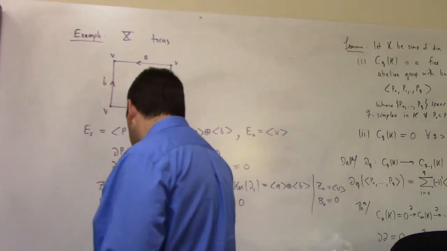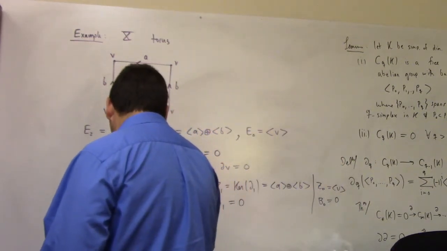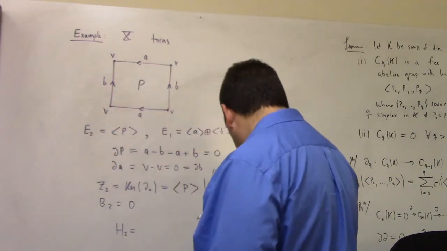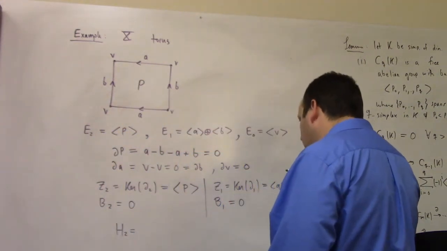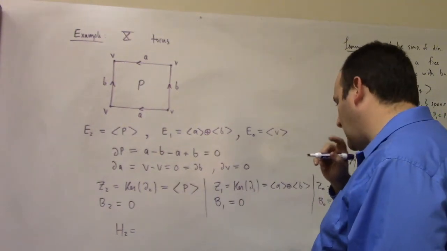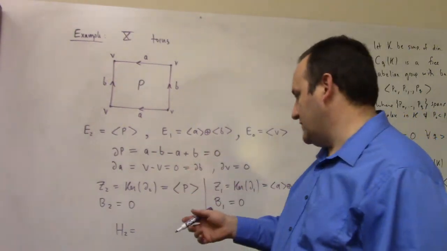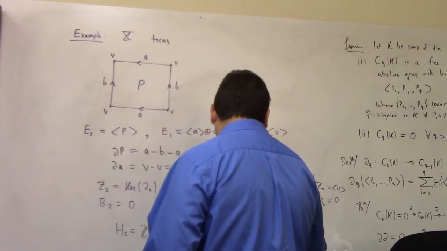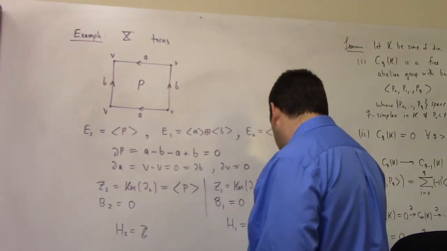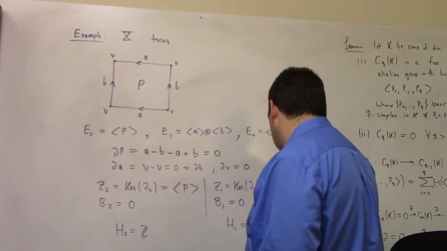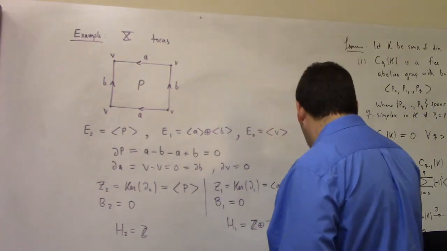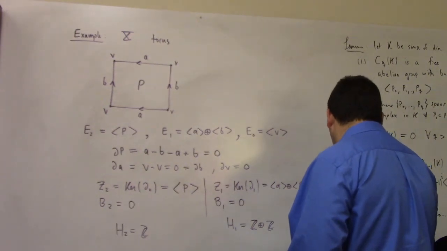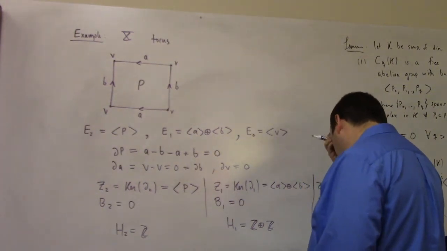So H2, now why is it equal to Z, though? Because, is it like the brackets P? Oh, so we have one thing. Yeah. So this is Z, and H1 is Z plus Z for this one. And H0, Z again, right?